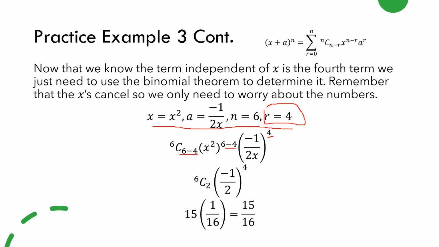And we really just simplify. And notice the x squared is going to cancel with this x term. We're still going to have the negative 1 half, so I left that there. But all you've got is the 6 choose 2 on the front. And you just simplify that, and you see that your term has to be 15 over 16.